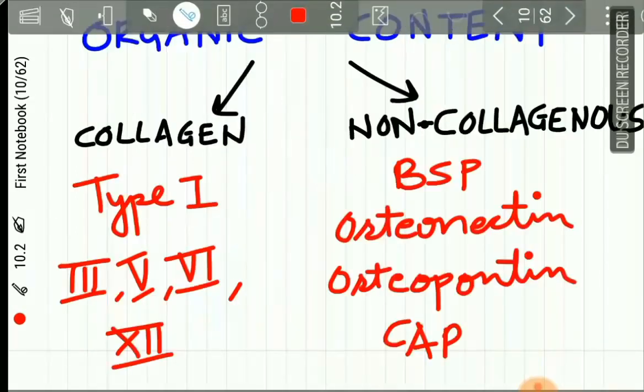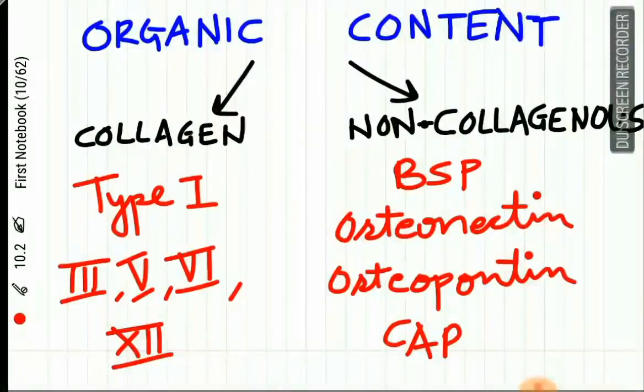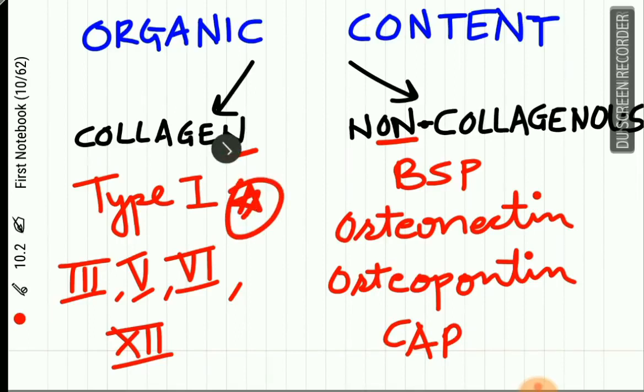Now, coming to the organic matrix, the organic matrix consists of collagen and non-collagenous proteins. The collagen, which is principally or mainly found in the cementum, is type 1 collagen. It is asked frequently which is the type of collagen present in the cementum. It is the type 1 collagen. Other types such as 3, 5, 6 and 12 are also present.